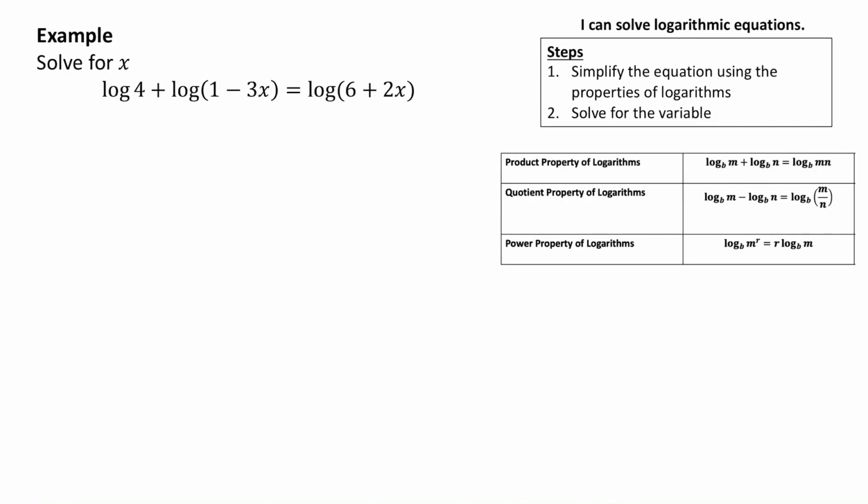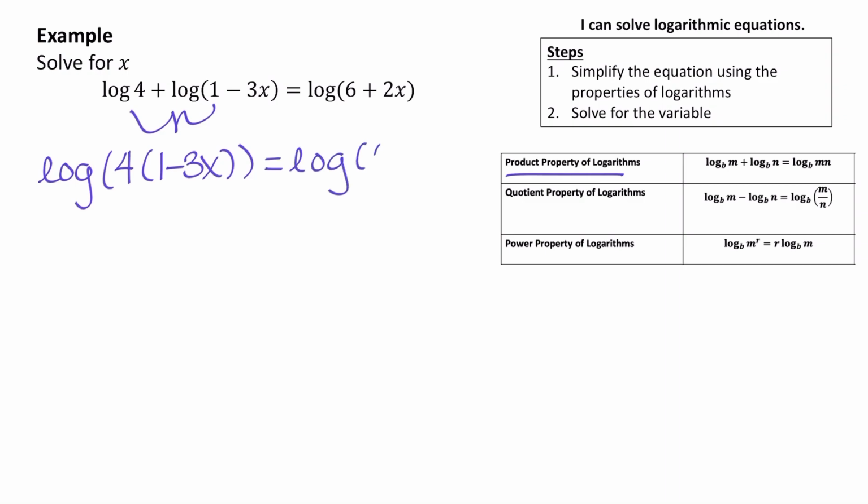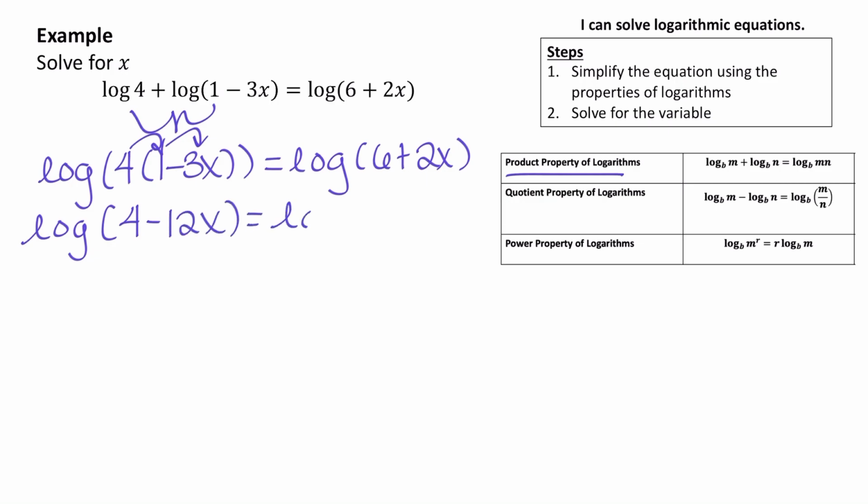So now I can use a similar process to solve this equation for x. So notice the left side I can combine using now the product property. So I can rewrite this as the log of 4 times 1 minus 3x equals the log of 6 plus 2x. So remember on the left side, I'm going to need to distribute that 4. So I have the log of 4 minus 4 times negative 3x is going to be 12x. And that equals a log of 6 plus 2x.